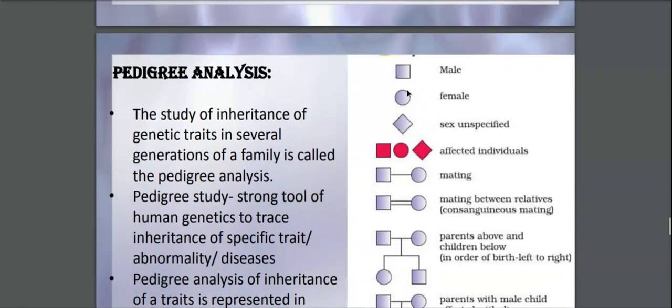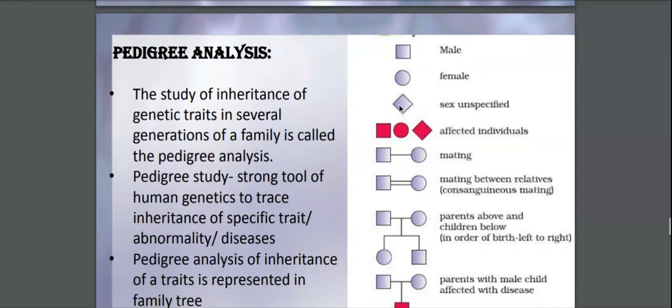You also need to know the different symbols that we use in pedigree studies. As you can see here in the pedigree chart, a square represents a male individual. A circle represents a female. An unshaded square or an unshaded circle is an unaffected individual. If it is this way, it is sex unspecified. That means you don't know whether it's a male or a female in the family tree.